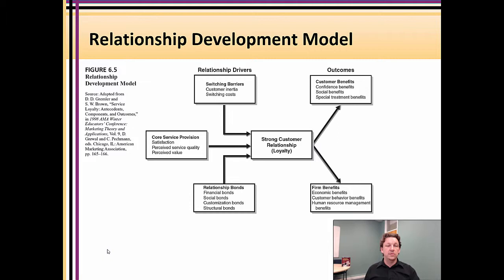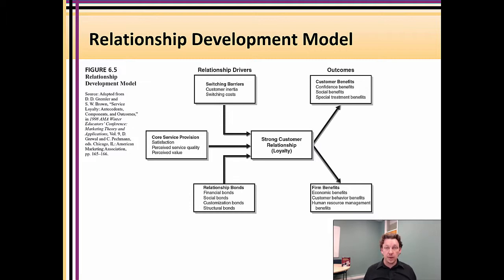What you have in terms of your model is component parts that are indicative, but also a bit of a checklist. So the driver of a relationship is a switching barrier. Does it cost to change? Is inertia positive? Is just simply carrying on as you always have done an acceptable thing? The core service provision is bringing us back to the gaps model: satisfaction, perceived quality, and perceived value.